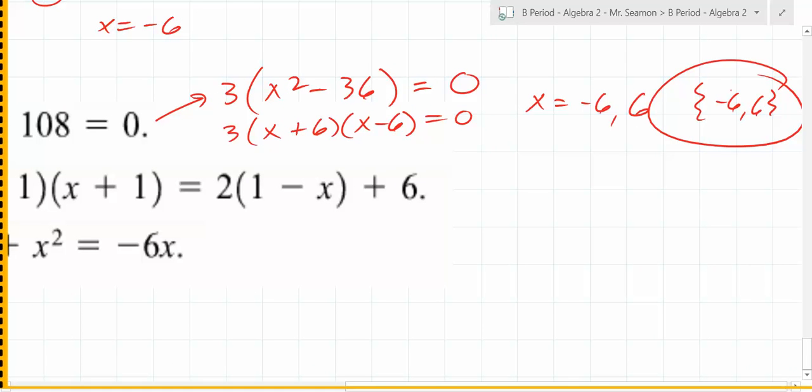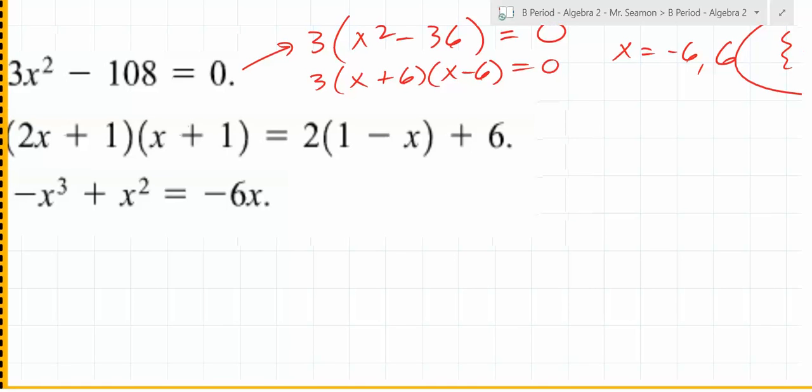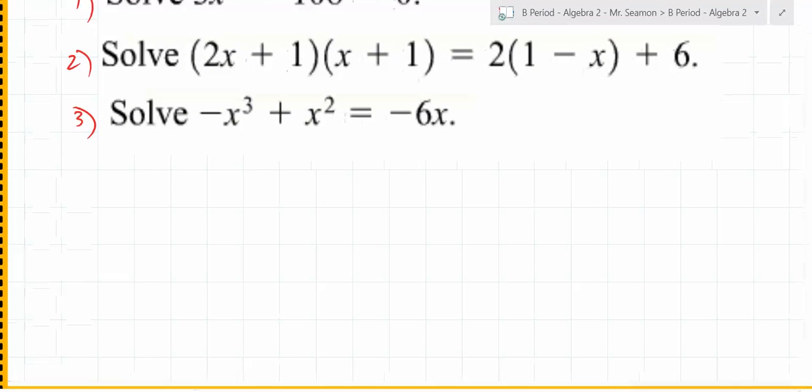Excellent. You just leave the 3. The 3 doesn't do anything because the 3 can't be 0. It's just along for the ride. It doesn't change the answer. So how would you do it if you didn't factor out the 3? You wouldn't. This is how you do it. Do it this way. Okay.